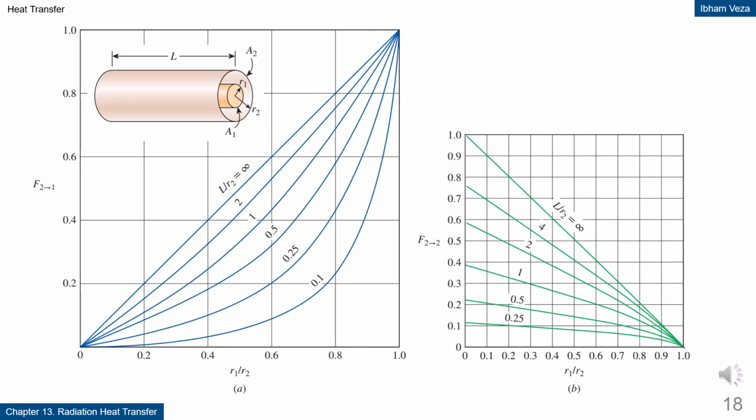View factor for concentric cylinders, graphical form. This chart shows how the view factor changes with radius ratio and cylinder length. For cylinders that are long compared to their radius, edge effects become small. This makes the radiative interaction more uniform. The general trend shows that the more similar the sizes of the two cylinders, the larger the radiative exchange. This chart allows easy estimation without lengthy calculations.